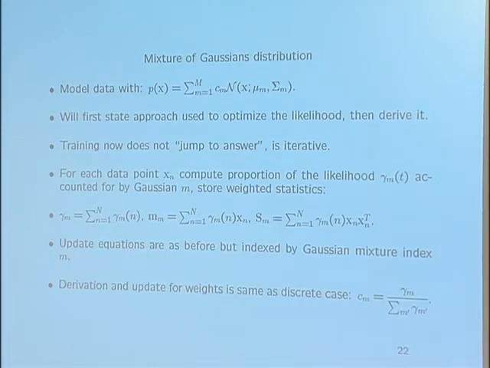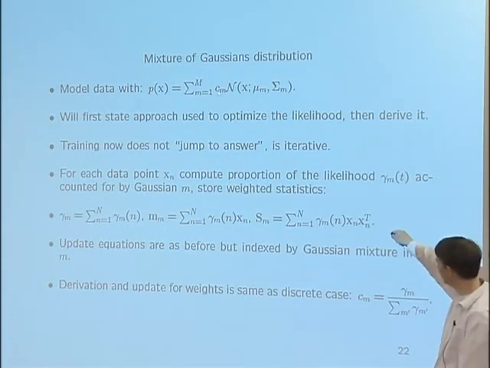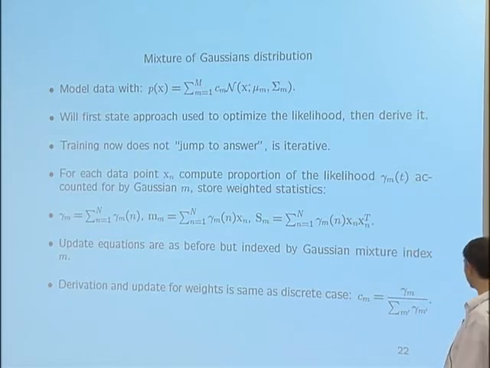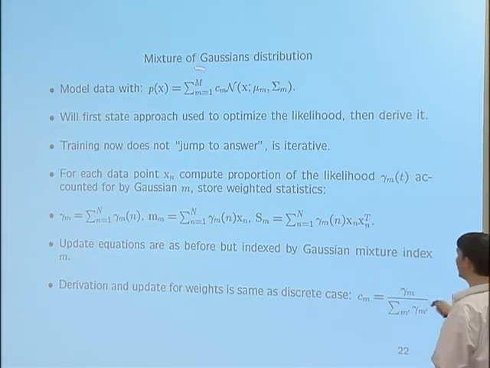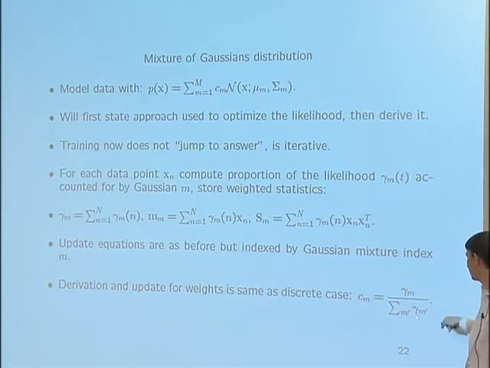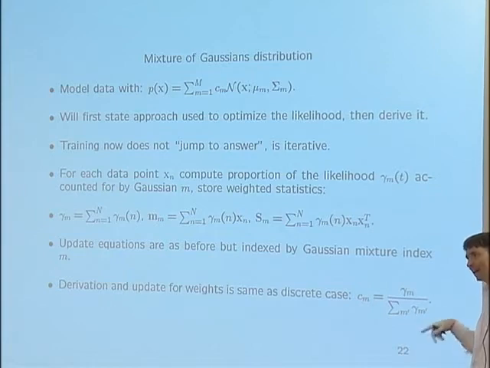It's just that you have the extra index on it, which says which mixture we are thinking about. And you also have these mixture weights, C sub m. The update for C sub m is just going to be the ratio of counts. This is the same as what we derived before for the discrete case. Remember the C hats and everything? It's the same as that, except these are now no longer necessarily integers. They're real values.